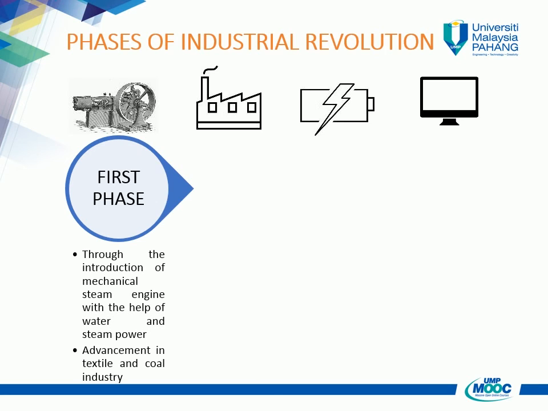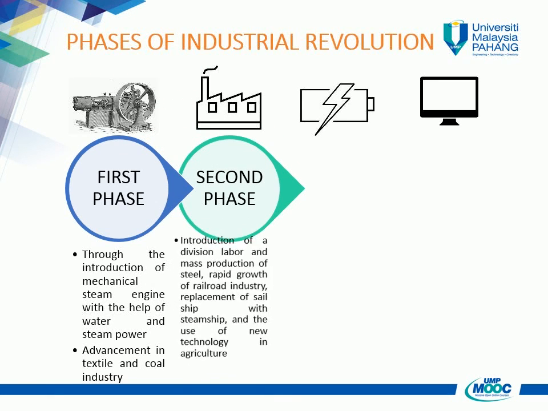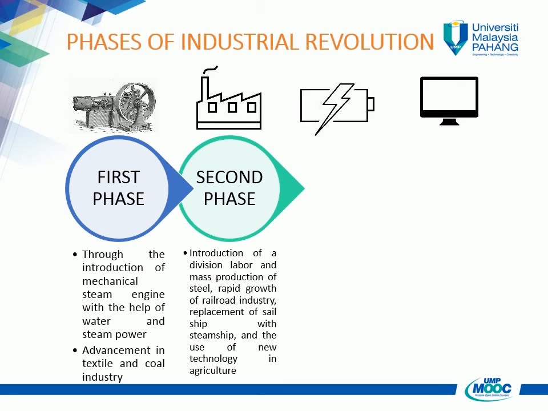After that, more inventions like spinning jenny and water frame were later powered by steam engine fed with coal, fully optimized in huge cotton mills. Second phase is known as the phase of division of labor and mass production of steel, rapid growth of the railroad industry, replacement of sail ship with steamship, and the use of new technology in agriculture.